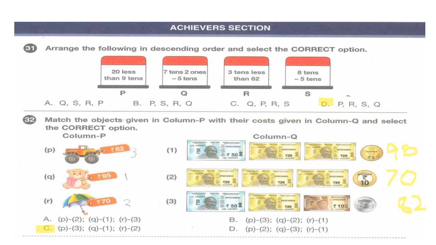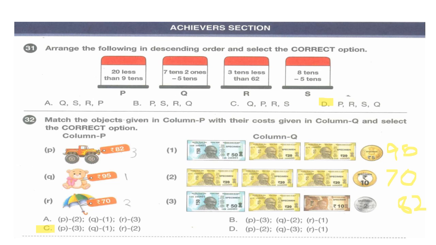So let's find out the total cost in column Q. So option 1 in column Q, rupees 50 plus 20 plus 20 plus 5. So the total is rupees 95. Column Q second one, 20, 20, 20, 10. So it is 70 rupees. And the third option is 50, 20, 10, 2. The total cost is rupees 82.